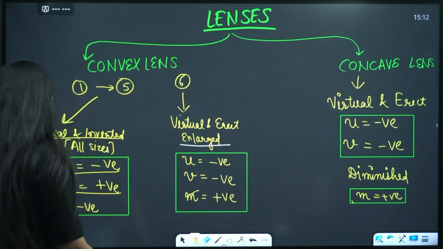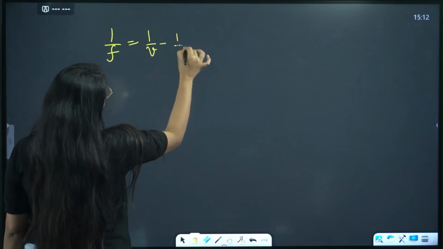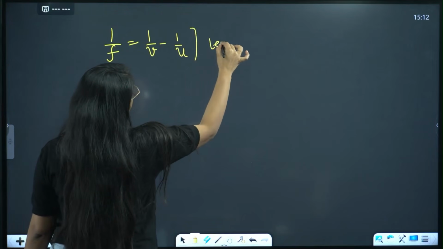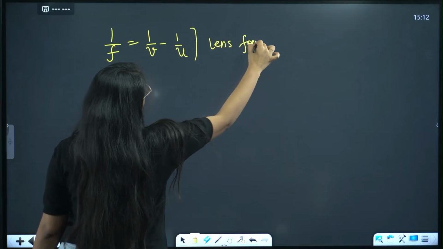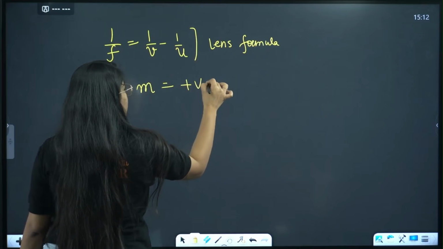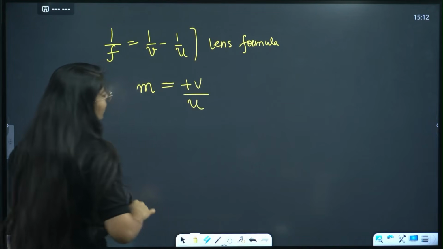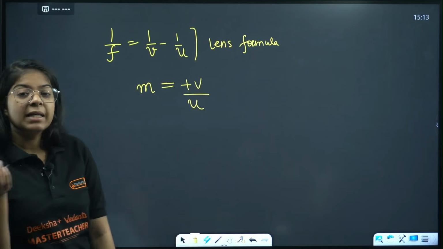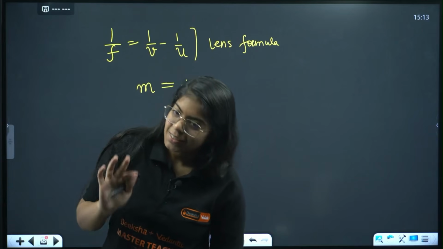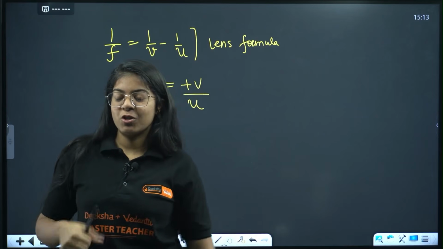Right? And the formula will be 1 by f equals 1 by v minus 1 by u. This is our lens formula, right? In this case, the magnification is positive v divided by u. In case of a mirror, it was minus v by u. Done.